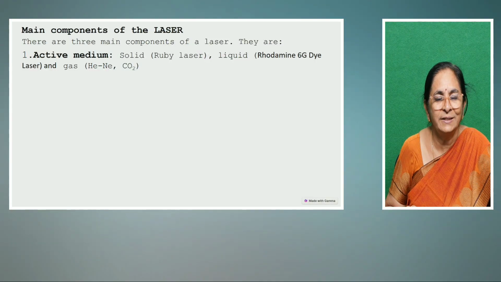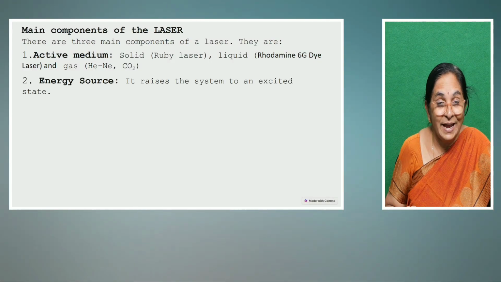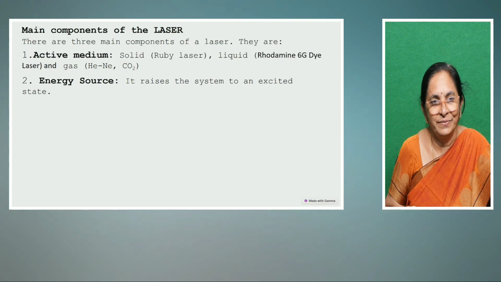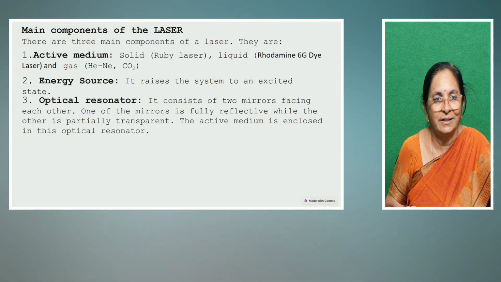So this first requirement: we need some medium which has atoms. Next, the energy source. We need an optical method, optical excitation as we said, or optical energy. So we need some energy source which transfers the atoms from the ground state to the excited state.